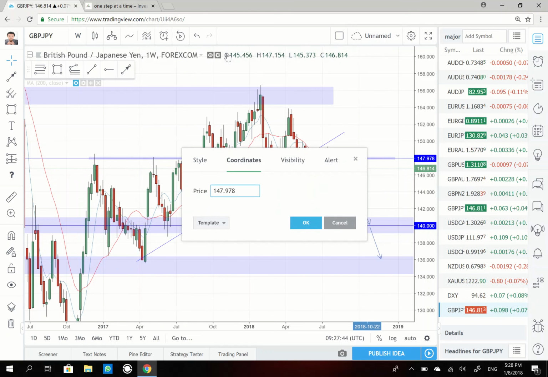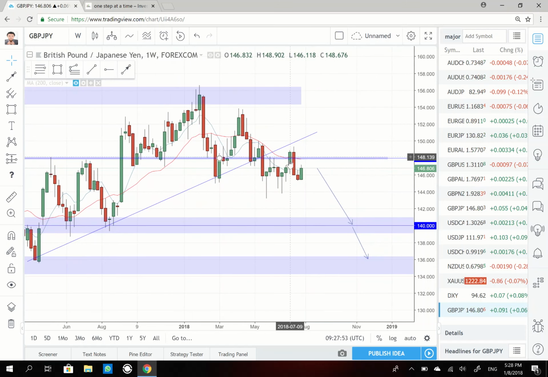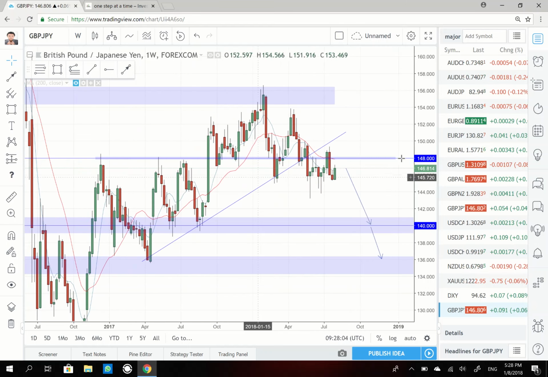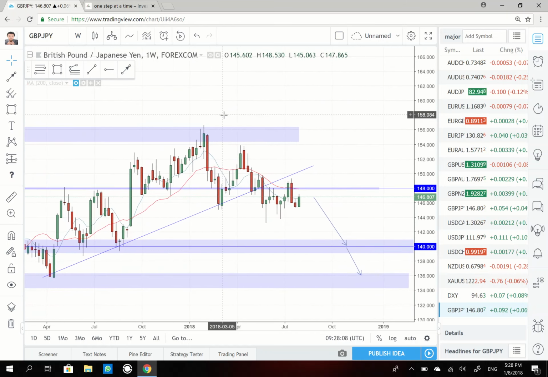Let's make this 14800. And as you can see, price came up to this resistance over here and got rejected with a huge bearish candle. So in this weekly time frame, what we can see is, this is the new higher high. Okay, this is the new higher high.